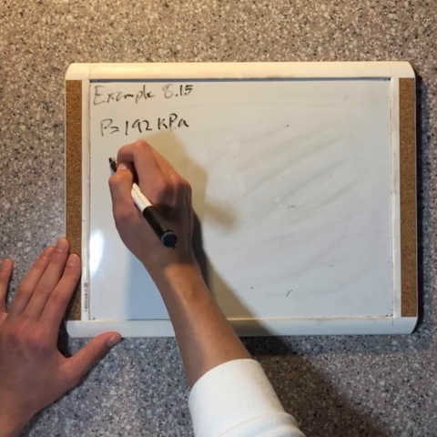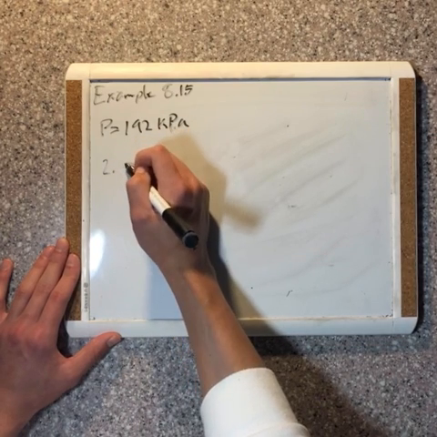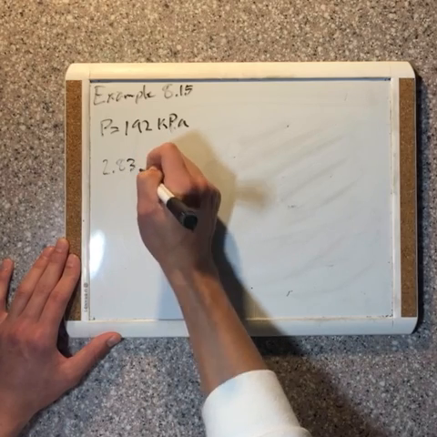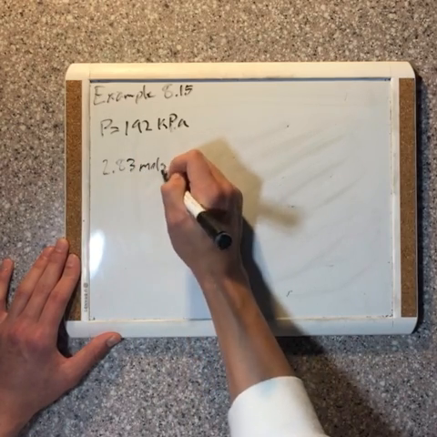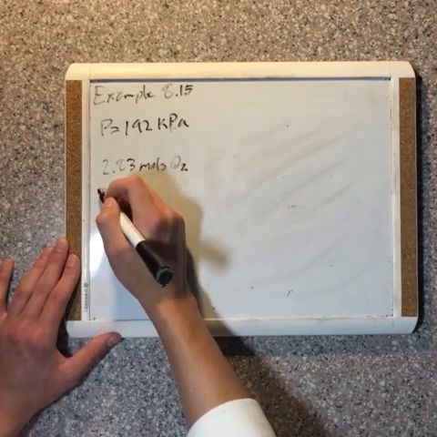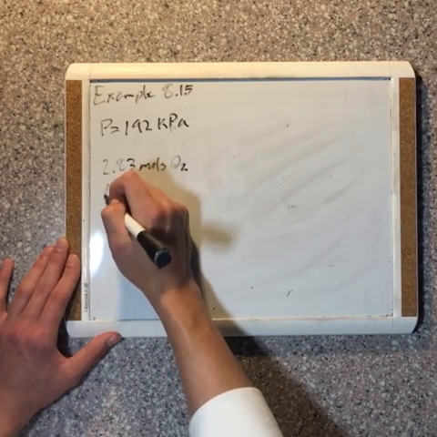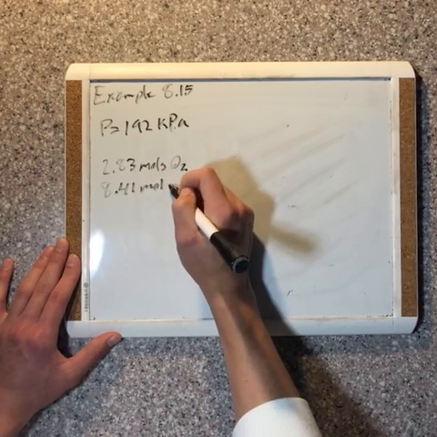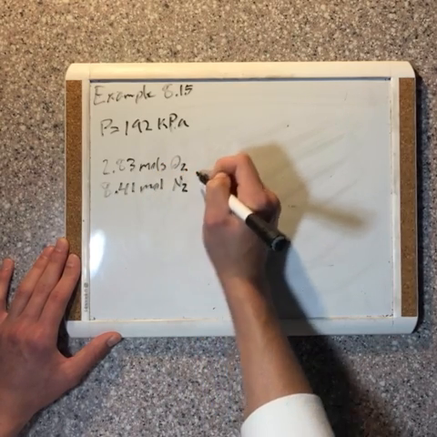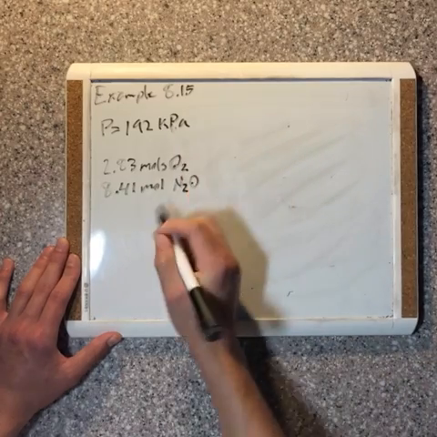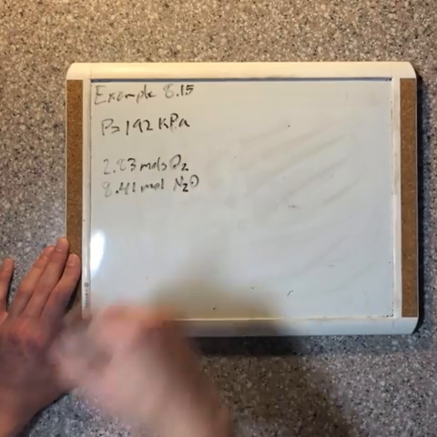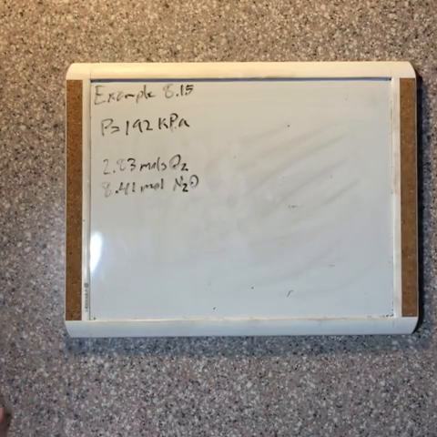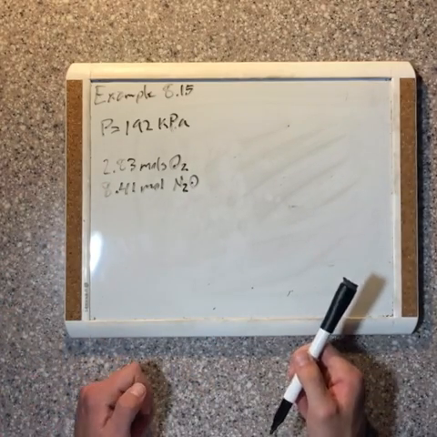So we know we have a mixture of gas between 2.83 moles of oxygen and 8.41 moles of nitrogen, or nitrous oxide. All right, so different molarities here, and all mixed together in one gas with a pressure of 192 kilopascals.